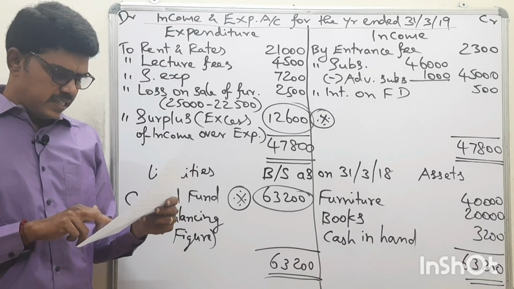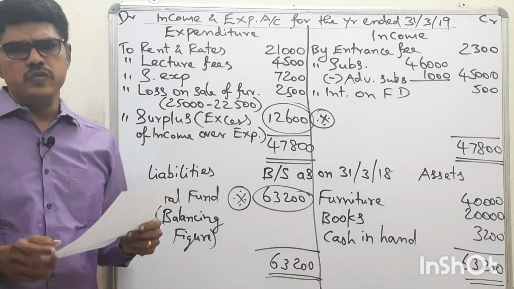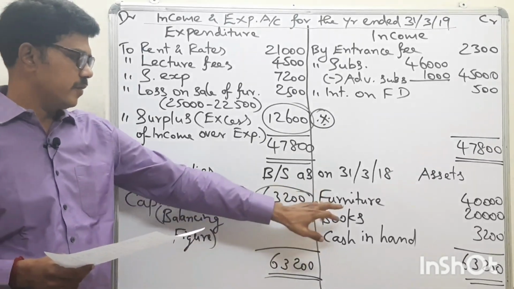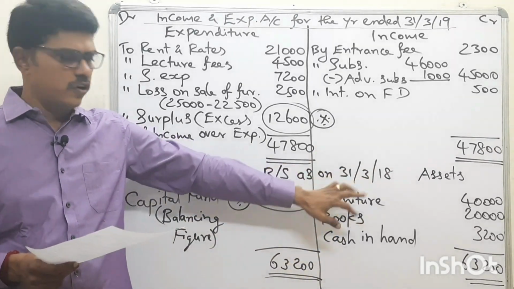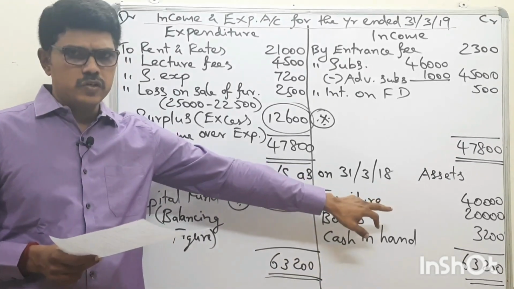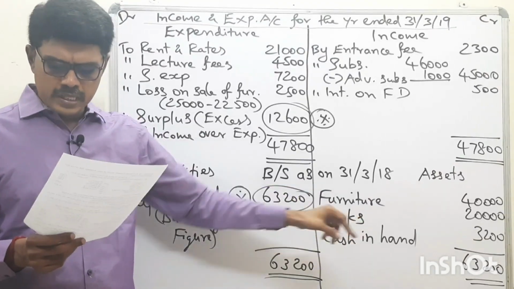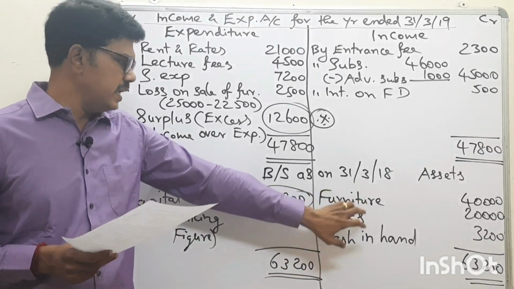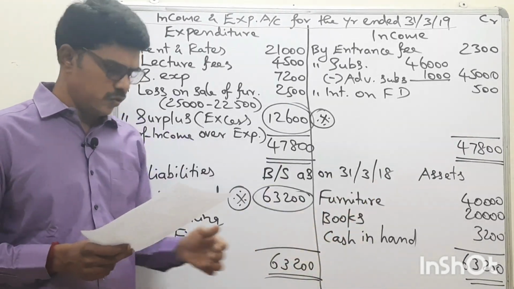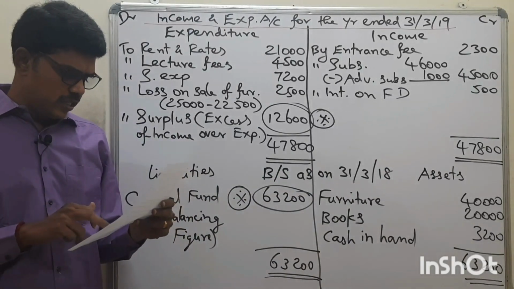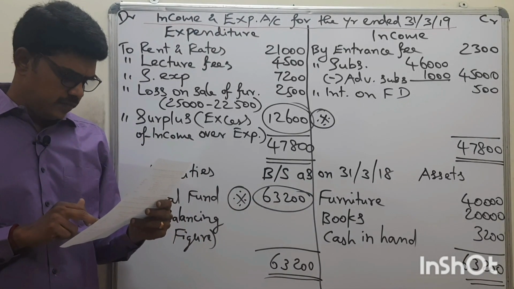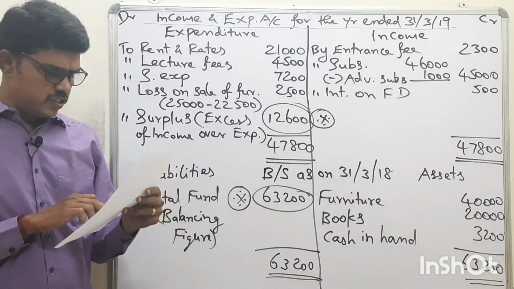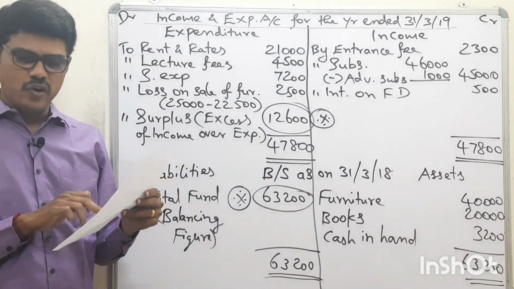Then at the beginning of the year, the club possessed books worth rupees 20,000. They have clearly mentioned at the beginning of the year, that means previous year, 31st 3 or 1 4. Books worth rupees 20,000 was available in the club. Then furniture worth 40,000. These two assets were there in the club. No other values are there to reflect in the previous year balance sheet.